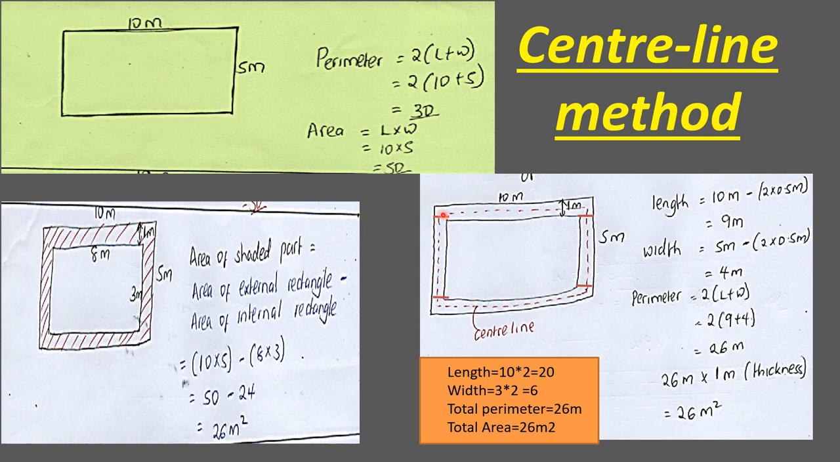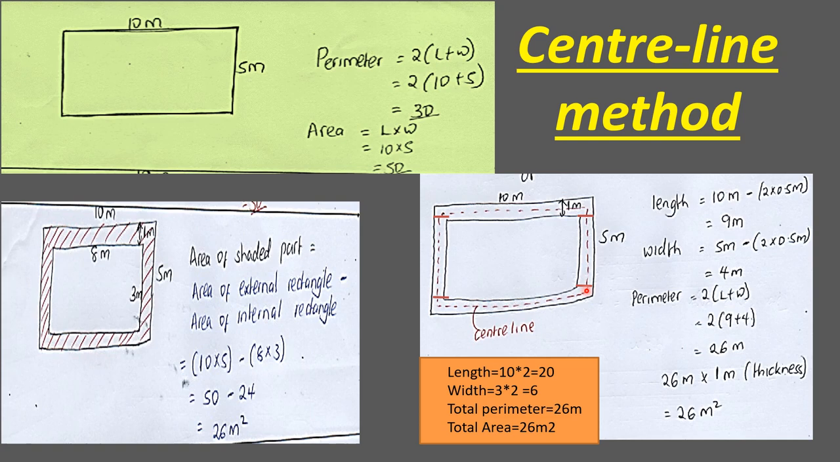How do we find the perimeter of that broken line? We shall start, for example, we shall check length. Length was 10 meters. If you can look closely, this line doesn't go to the end. It ends at the center. So if the thickness was 1 meter, it goes half a meter into the wall, then half a meter into this wall, half a meter into this wall, half a meter into this wall.